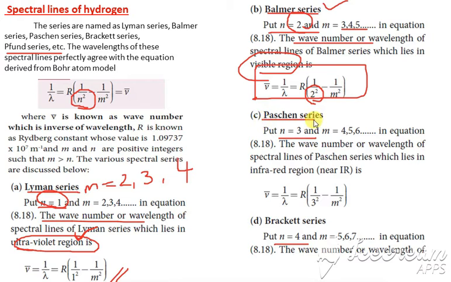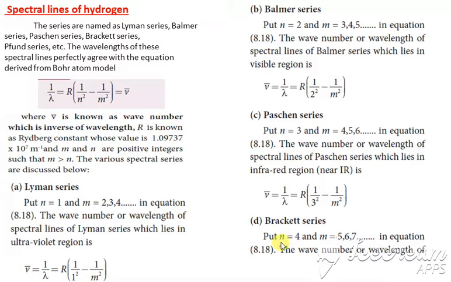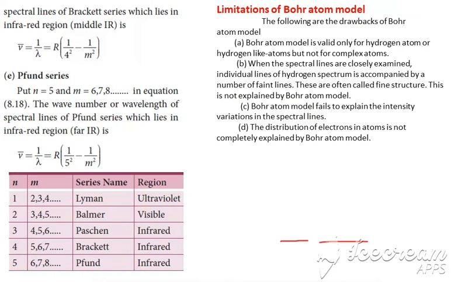Next is the Paschen series. This Paschen series lies in the infrared region. Here n is equal to 3, and m takes the values 4, 5, 6, etc., and the wave number is given by nu bar equal to 1 by lambda, equal to R into 1 by 3 square minus 1 by m square. Clear? Next is the Brackett series. Here n is equal to 4 and m takes the other values, which are 5, 6, 7, etc., and the wave number is given by nu bar equal to R into 1 by 4 square minus 1 by m square.